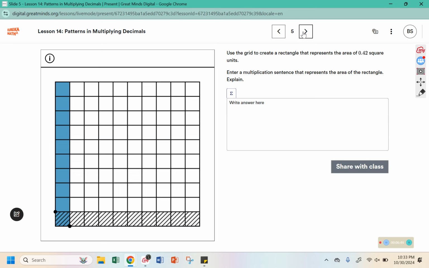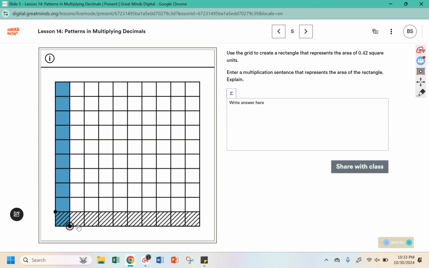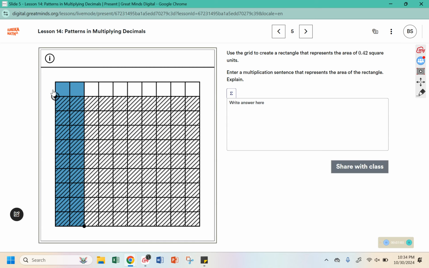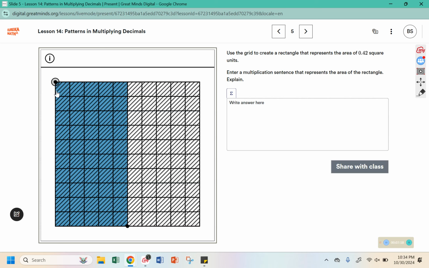Use a grid to create a rectangle that represents the area of 0.42 square units. So enter a multiplication sentence that represents the area of a rectangle. Explain. So we need 42 boxes to be double shaded. So if I go like this, that's going to give me 20. There would be 30, 40, but if I do another 10, that's going to give me 50. So I can't get to 42 that way. Let's see if I go this way.